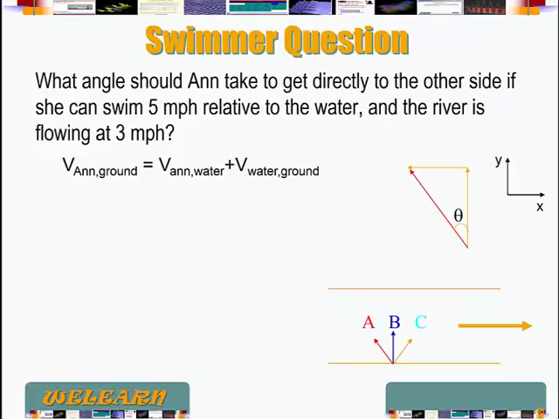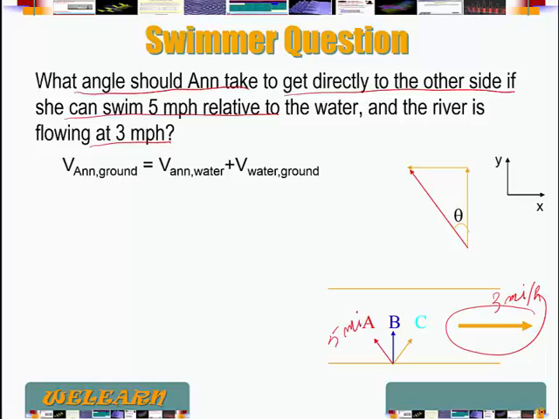Okay, let's quantify this. In this particular case, they are asking us what angle should Anne take to get directly to the other side if she can swim 5 miles per hour relative to the water, and the river is flowing at 3 miles per hour. So the river is flowing this way at 3 miles per hour. Anne can move at 5 miles per hour, and she has to move somewhat at an angle so she can arrive directly to the other side.